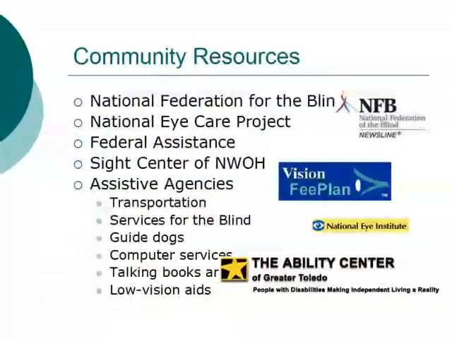The National Federation for the Blind, Sight Center of Northwest Ohio that we talked about earlier in downtown Toledo, and there are also many assistive agencies out there that we can hook patients up to get them assistive devices and different things such as talking books, tape players, guide dogs, and other services and things like that.